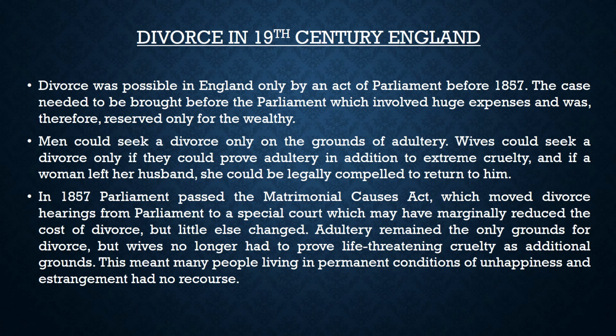Divorce was possible in England only by an act of parliament before 1857, so before the late 19th century. Parliament had to pass an act, and only then could divorce be made possible. One had to bring the case before parliament, but this involved huge expenses, and therefore only wealthy people were able to afford divorce.